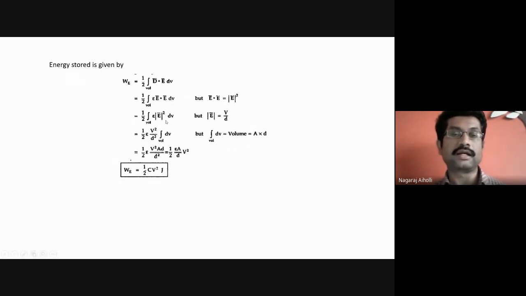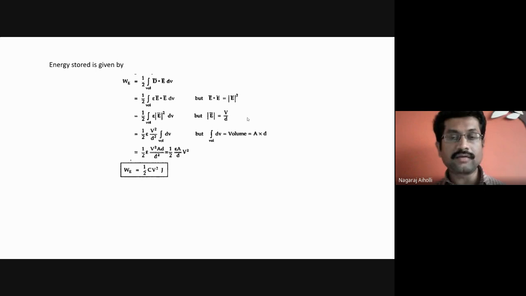Correct? V square by D square. It is half epsilon. E is V by D. So it is V square by d square into volume integral dv, correct? But volume integral dv is the total volume. If you want the total volume, then we have to multiply area with the width, area into distance, length into breadth into height. Area gives length into breadth, then if you multiply with the distance or the height, we'll get the total volume of the capacitor element, correct?